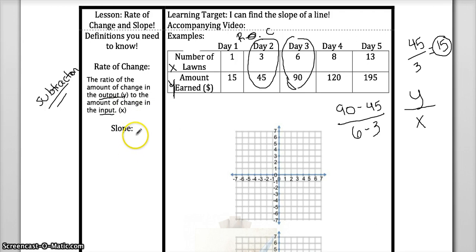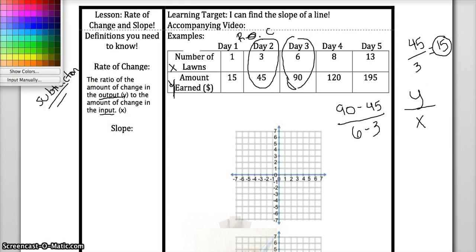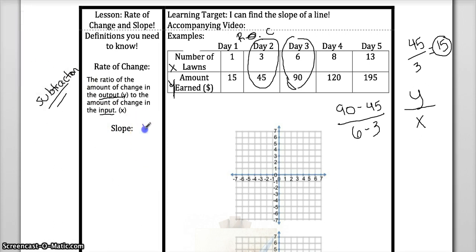Okay? And then now we're going to move into slope. So go ahead and take a little brain break if you need to before we move right along. And slope is actually one of my favorite things to do in math. And the reason I like it so much is because it's very simple.